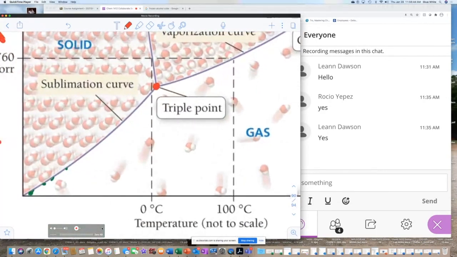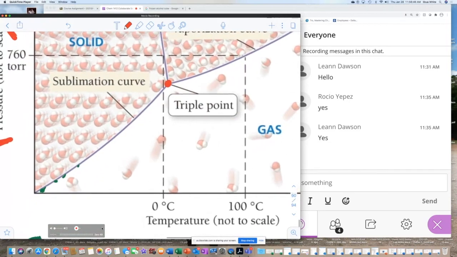Let me zoom it in so you can see. Of course, you're estimating it, right? If you tell me 1,000 torr, I can tell you real quick that's wrong. But whatever number you give me, if it's less than 1,000, I'll probably say it's right. So for the triple point, what do you think the temperature is?